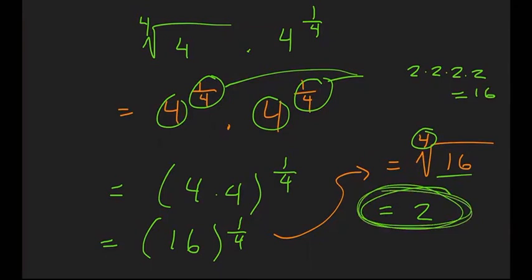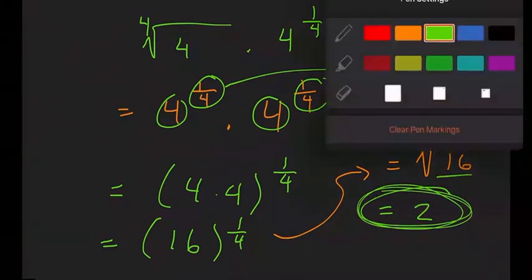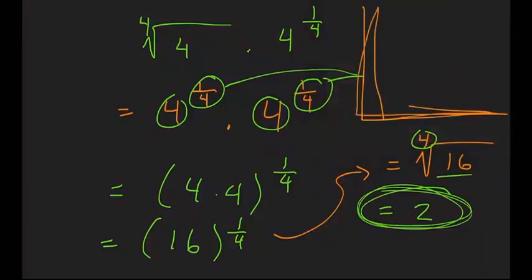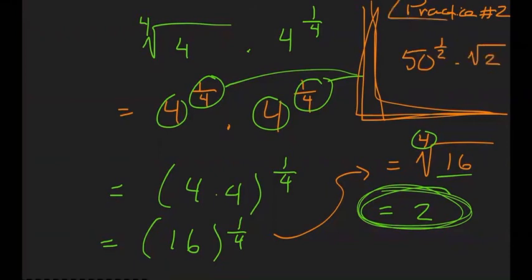So let's try a practice. And let's maybe squeeze it in the corner over here, so you can reference this if you want to. This is practice number 2. And let's say we have 50 to the 1/2 power times square root of 2. Let's go ahead and pause the video and try this one out. Same thing we've been doing.